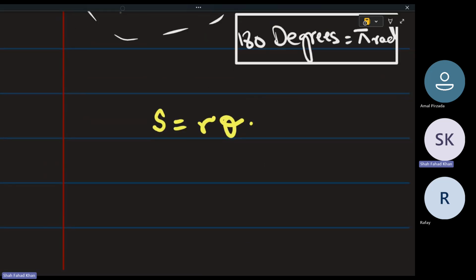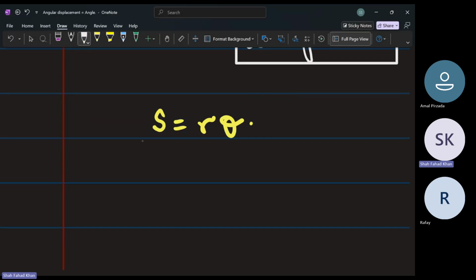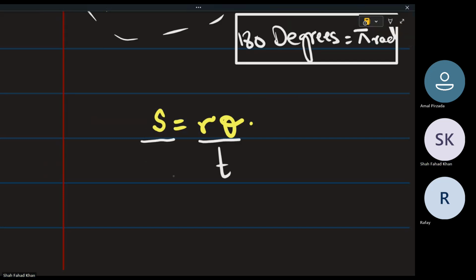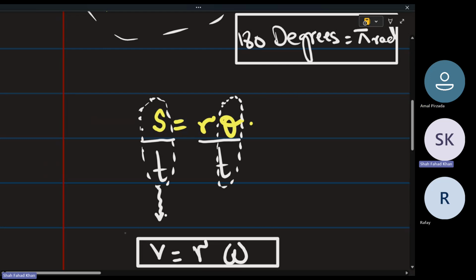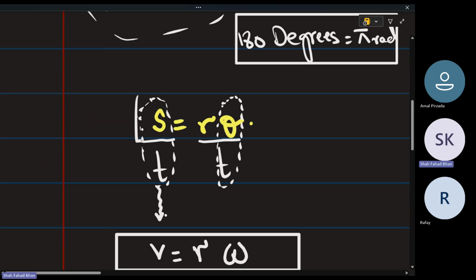Similarly, we have another formula for circular motion. If we divide both sides by time, you get another formula. What is linear displacement divided by time? Yes, that's linear velocity, right? And angular displacement divided by time is angular velocity, which is represented by omega. R again is a link between these two quantities. So v equals r omega is the formula. S equals r theta is one formula; v equals r omega is another formula.